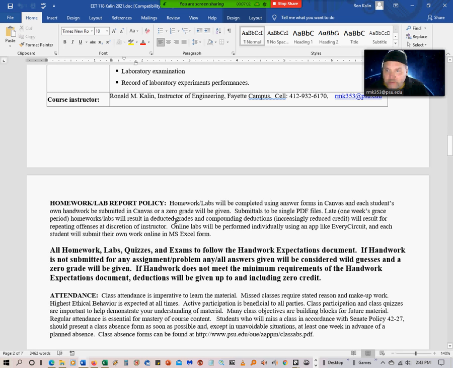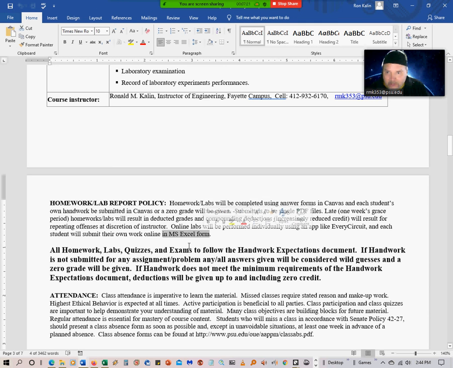Late homework and labs will result in deducted grades and compounding deductions. Increasingly reduced credit will result for repeating offenses. Online labs will be performed individually using an app like Every Circuit, and each student will submit their own work online in MS Excel form.